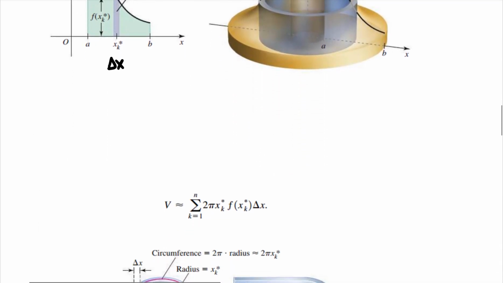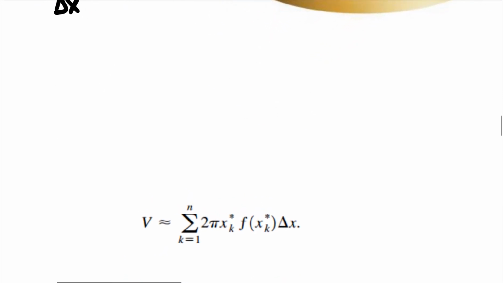Let's just keep going. It tells us that our volume is going to be approximately the sum from k equals 1 up to n of 2 pi times x sub star k, and then f of x sub star k times delta x. And you're like, what is this? Well, let's see why.